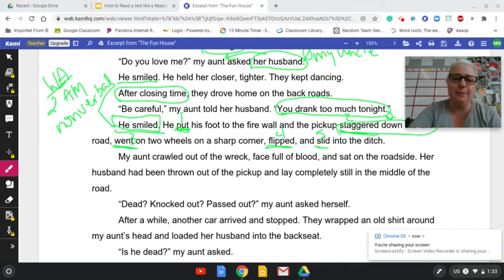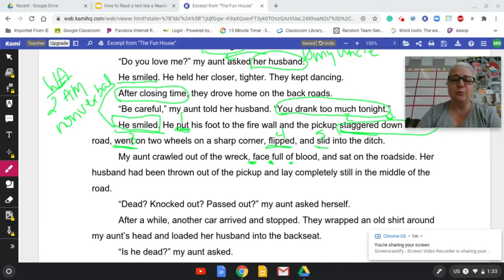All right, so let's get back to our text. Here we read, "My aunt crawled out of the wreck, face full of blood, and sat on the roadside." This right here, "face full," is an example of alliteration. It's a writing technique to really capture your attention, to get your eyes drawn to that by starting words with the same first letter. So "faceful," and then "of blood," another F sound in there. So it really draws your attention.